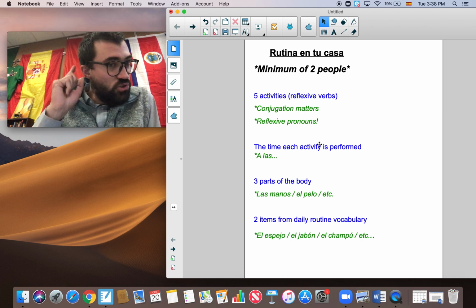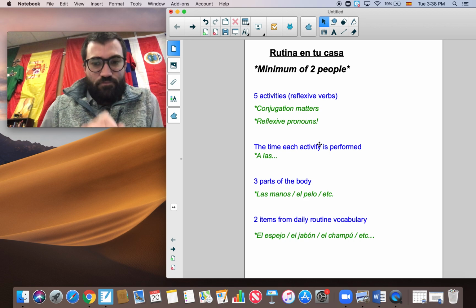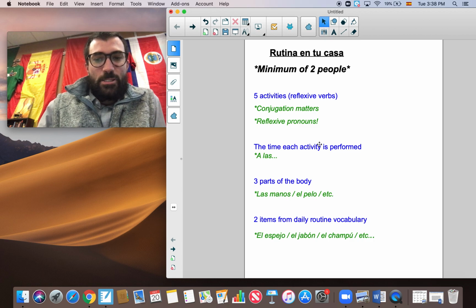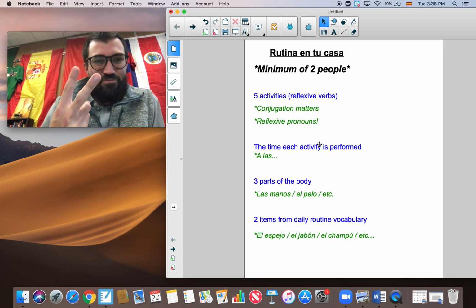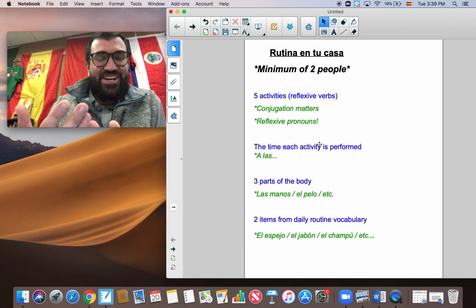Yo necesito escuchar 3 partes del cuerpo. 3 partes del cuerpo. ¿Por qué? Why? Because that was an important part of this unit. Your partes del cuerpo pink sheet. We did spend a third of this unit just learning body parts, okay? Remember, las manos, el pelo, los dientes, los pies.